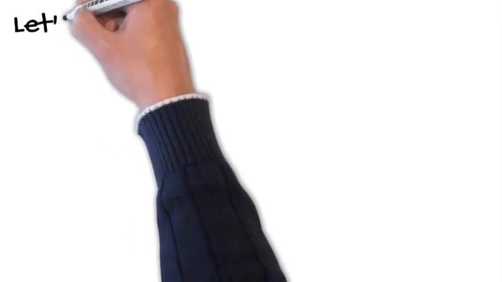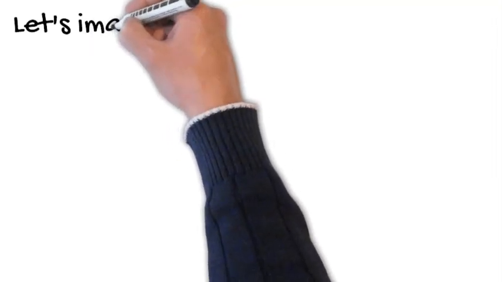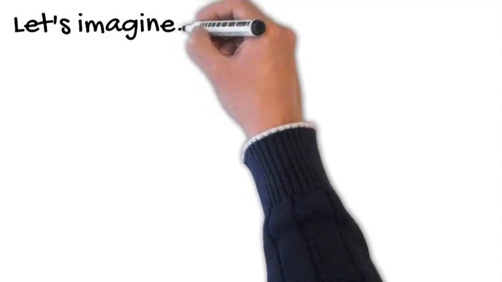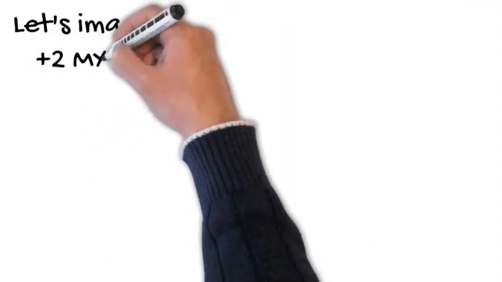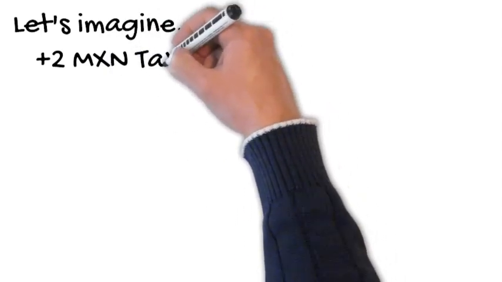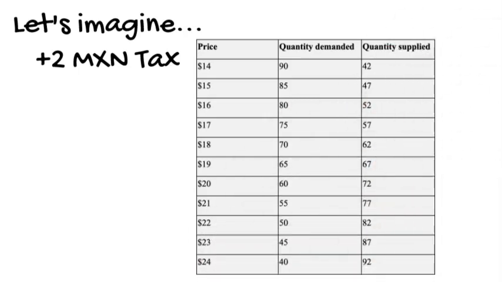So now, to make things change, let's assume that the Mexican government imposes 2 more pesos in taxes for producers. Then, as you can see, the chart will change in the supplier section. You just have to add 2 more since that's what it would cost them, and there would also be a change in the graph.